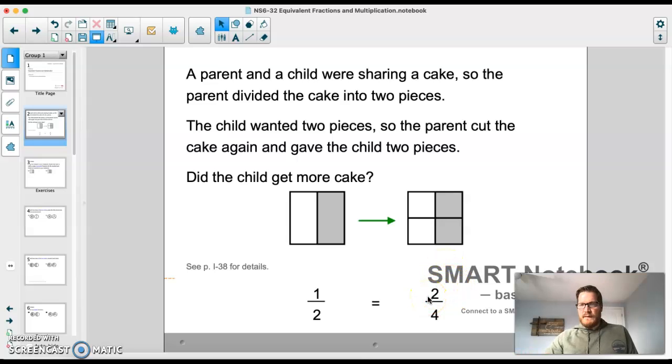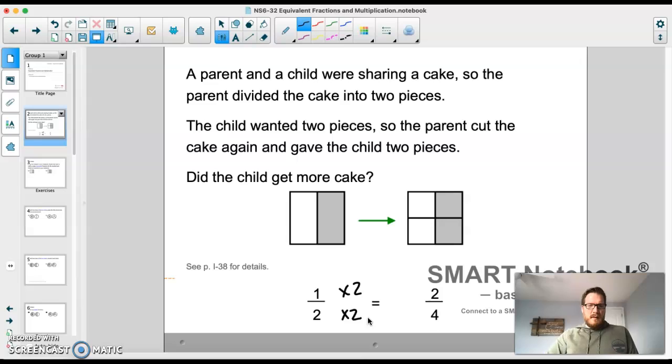And so we're going to just quickly look at how these are related with multiplication. We can say, well, if I multiply this stuff by 2, then that's going to give me 2 out of 4. So both people get twice as many pieces, but they still get the same amount of cake as before. So these 2 fractions represent the same thing.